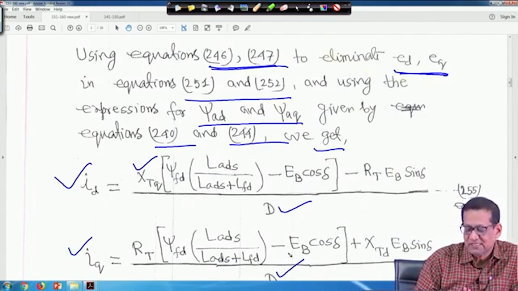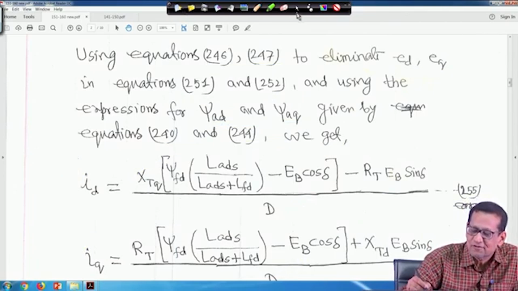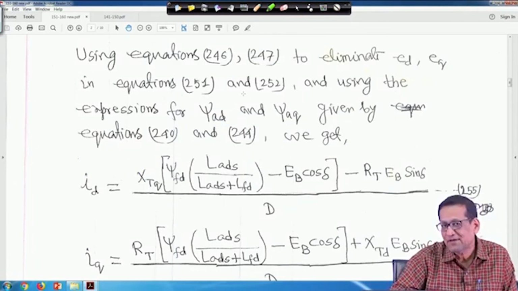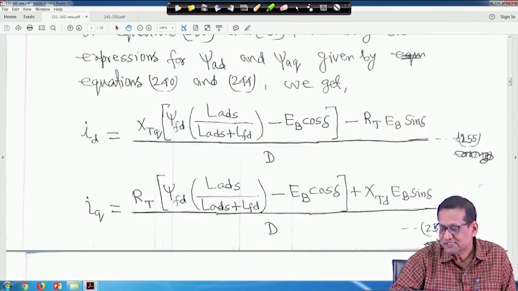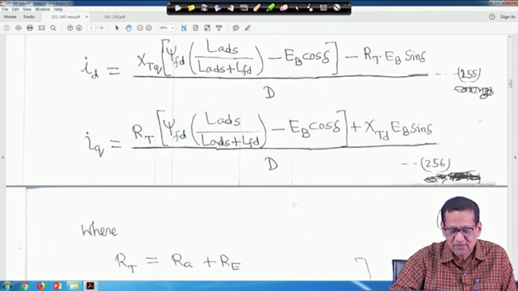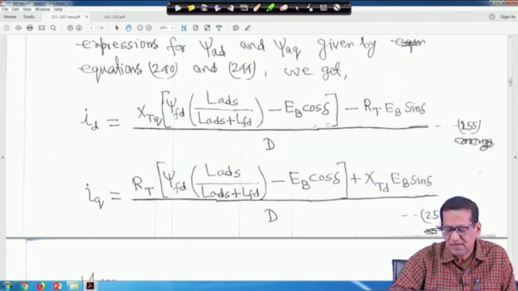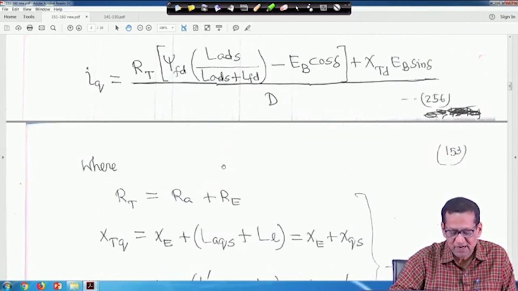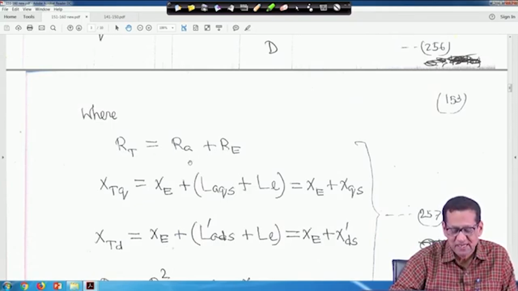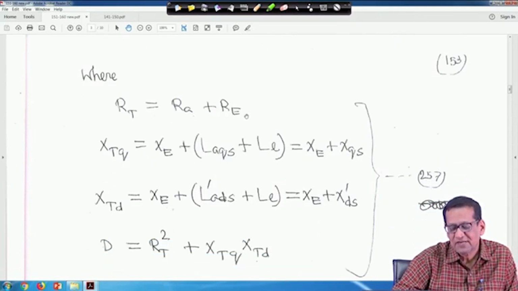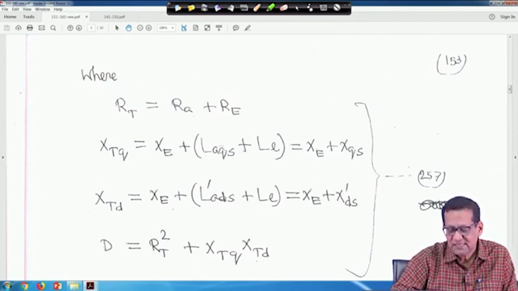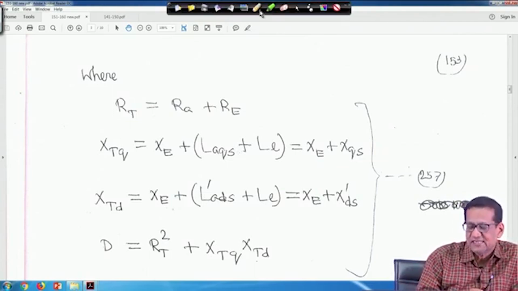Because we need small perturbations, and these expressions are very lengthy, after this mathematical manipulation we get ID and IQ, equation 255 and 256. Now I have to give the terms XTQ, RT, and D. RT is equal to RA plus RE, that is, R total is RA plus RE, and XTQ is equal to XC plus LAQS plus LL, which is XC plus XQS, because in the per unit system inductance and reactance are the same.